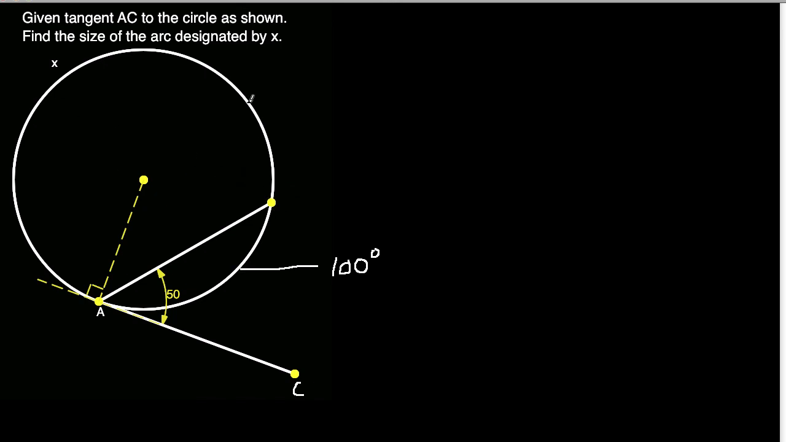Now, how do we find x? x is the large one, going right around here, and this is 100 degrees. We know that the measure of the arc all the way around the circle is 360 degrees, so the measure of x is 360 minus 100, and that is equal to 260 degrees. There we go. 260 degrees is the measure of x.